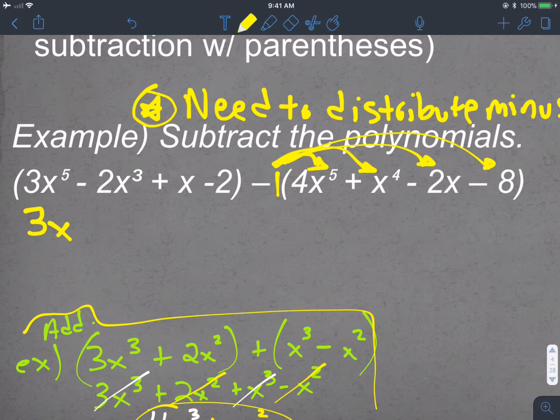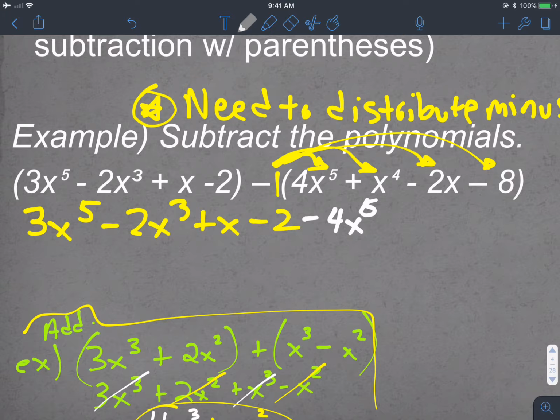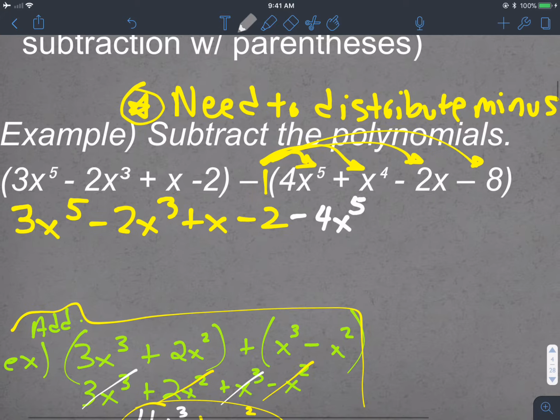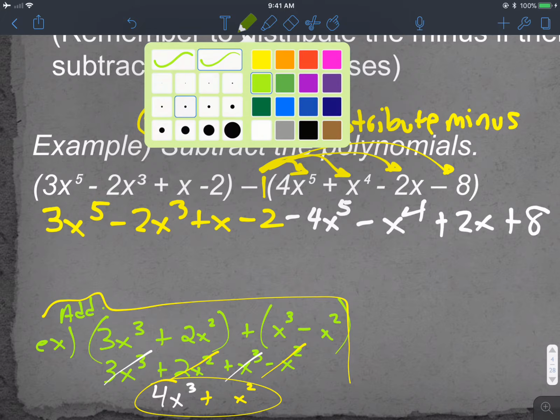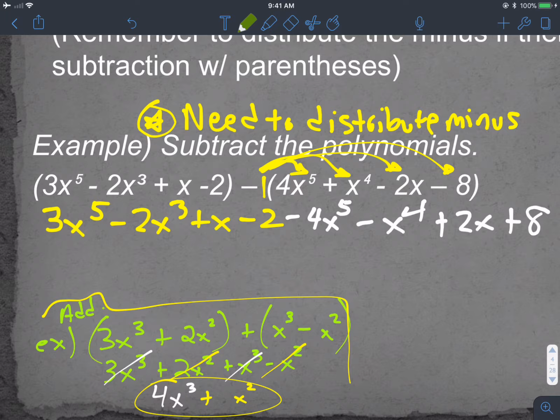So now I have 3x to the 5th minus 2x to the 3rd plus x minus 2. But then it's going to be minus 4x to the 5th minus x to the 4th plus 2x plus 8. All it does is switch all the signs. And then I'm going to go from there. 3x to the fifth and minus 4x to the fifth would be minus x to the fifth.